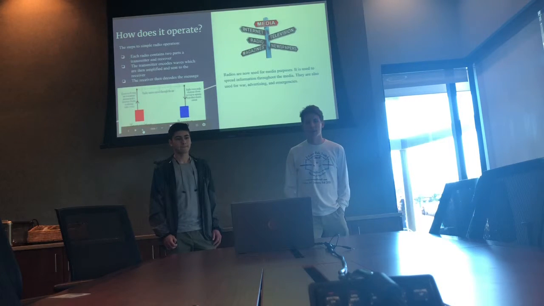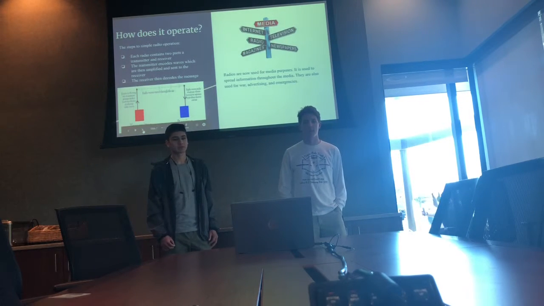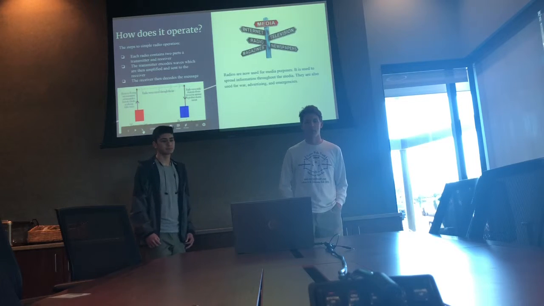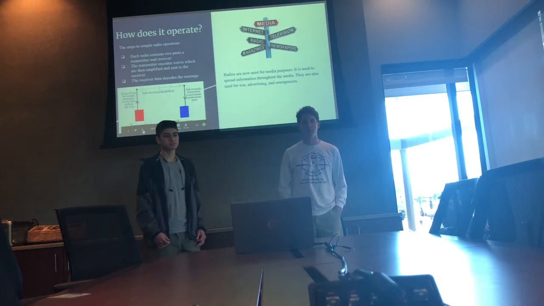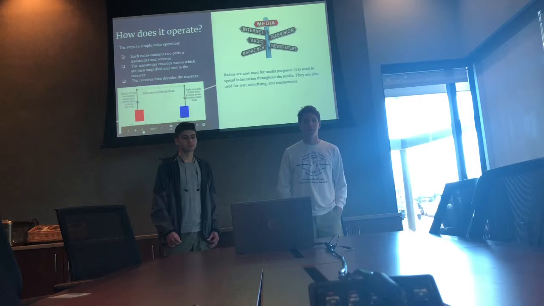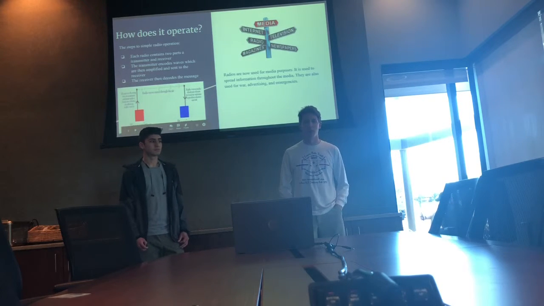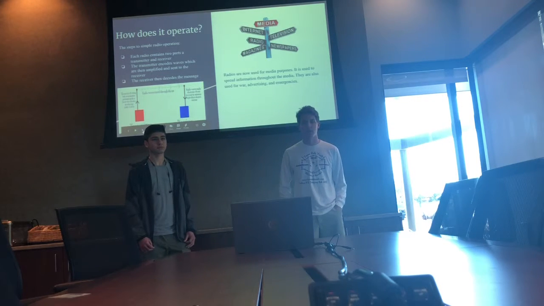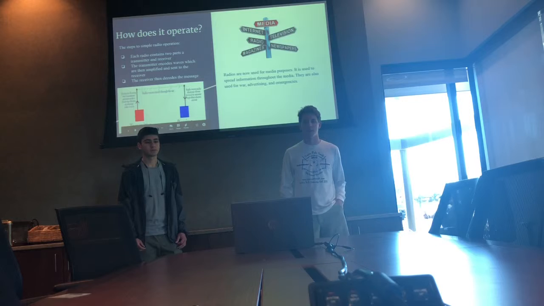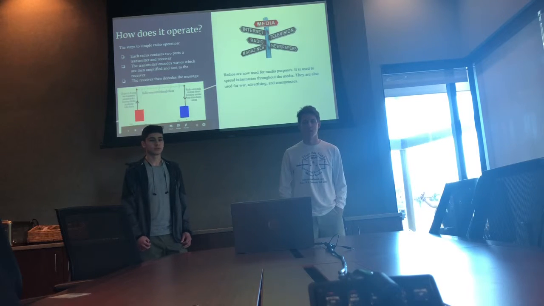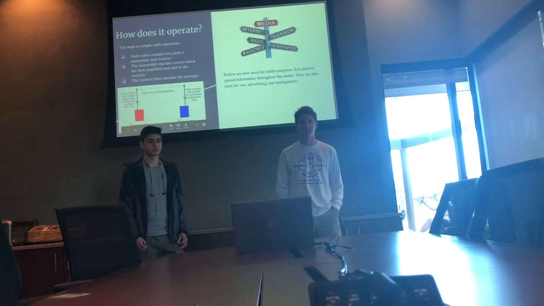How does it operate? The steps to simple radio operation. Each radio contains two parts, a transmitter and receiver. First, the transmitter encodes incoming waves, which are then amplified and sent to the receiver. The receiver then decodes the message. As previously stated, radios are used for media purposes. It is used to spread information throughout the media. They are also used for war, advertising, and emergencies.